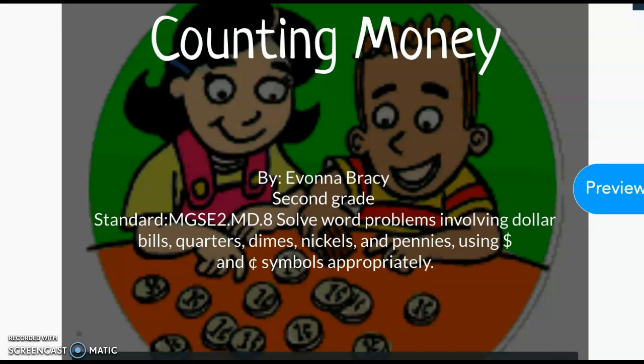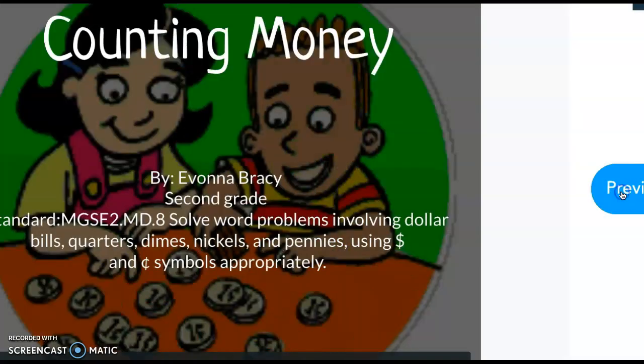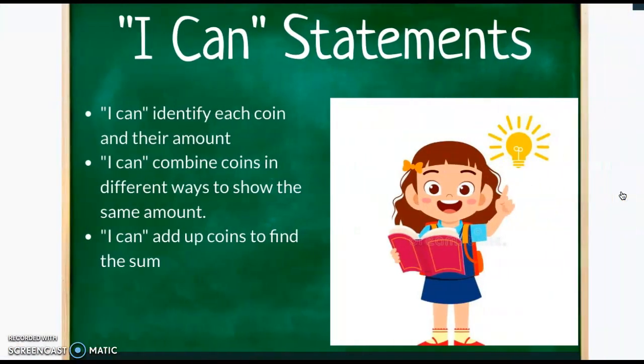And the ISTE standard I used was 1.1C. I have three I can statements listed here, which students should be able to do at the end of this lesson. The three I can statements are: I can identify each coin and their amount. I can combine coins in different ways to show the same amount. I can add coins up to find the sum.